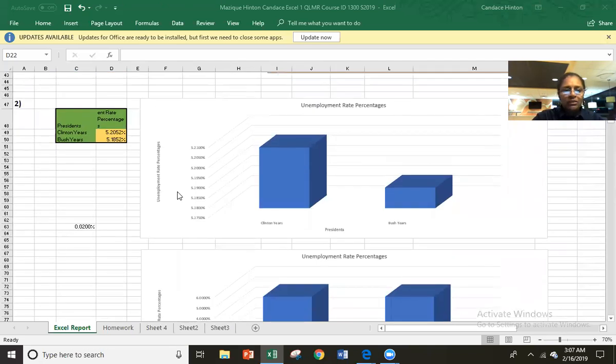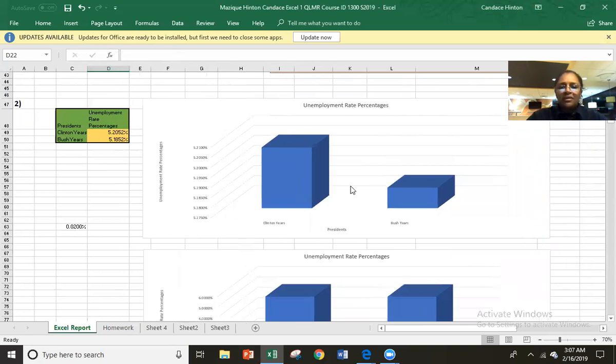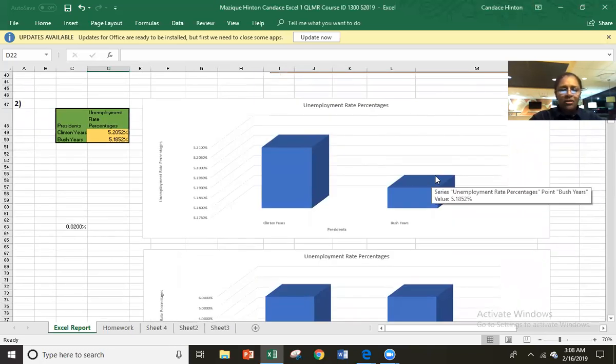For number 2, we had to look at the unemployment rate percentages when we dealt with President Bush and President Clinton. Okay. I want to fix that real quick. But as you see in this first graph, it gives us false information because here it has us thinking that Clinton had a bigger gap over what Bush had in his years.